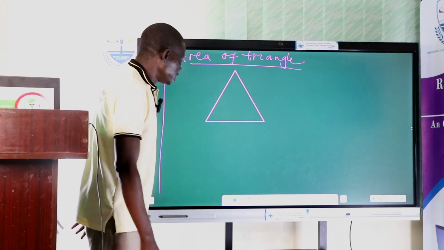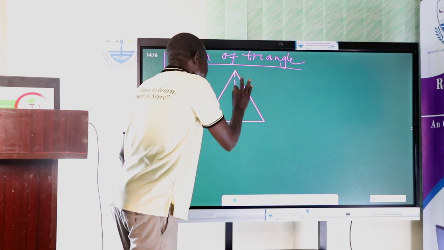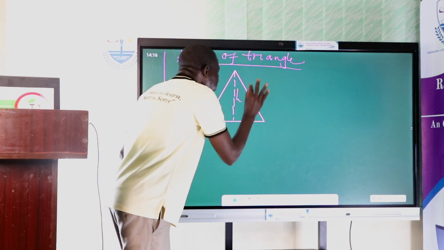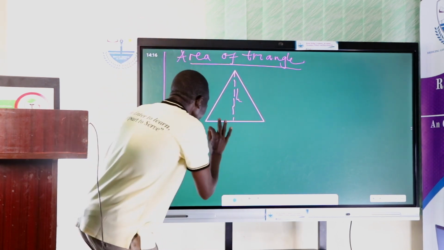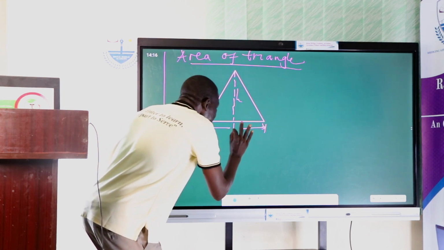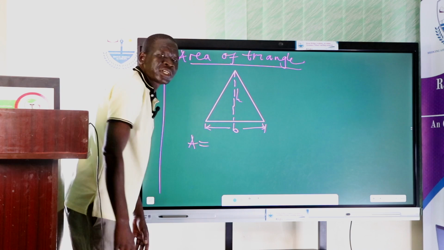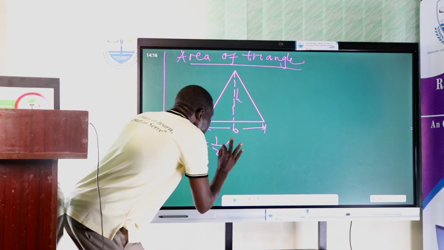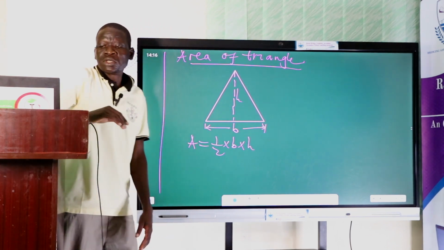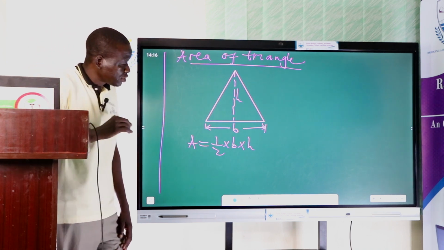So if this is the triangle, assuming that this is the height of the triangle, represented by letter H, then this is the base, which is represented by B. Then the area of that triangle will be given by a half times the base, then times the height. So area of the triangle is equal to a half times base times the height.